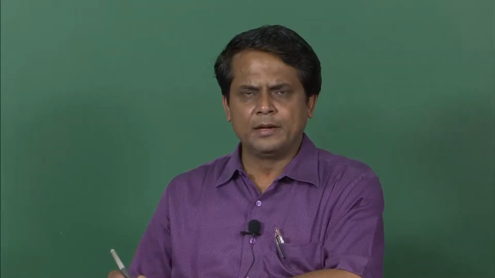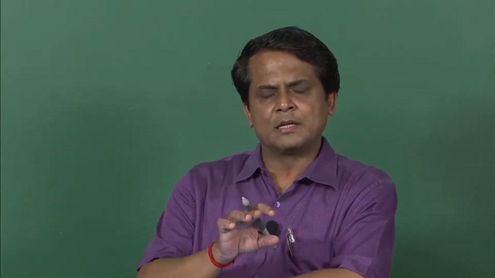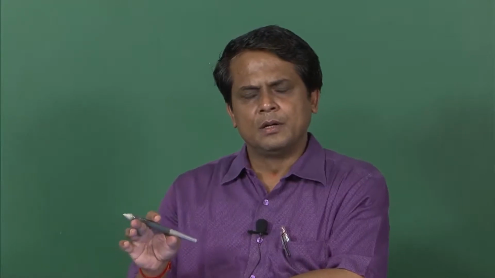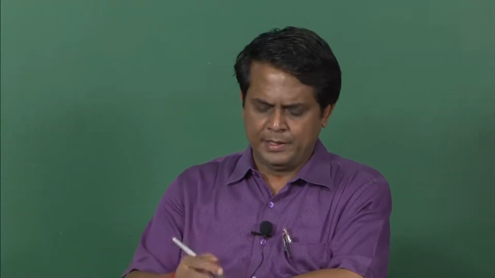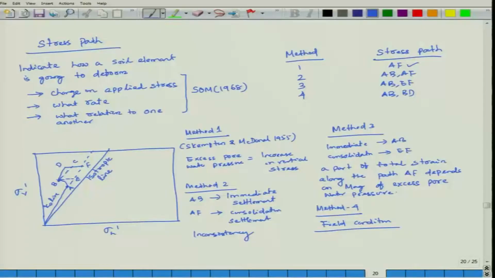There is no link between your immediate settlement and consolidation settlement. Means if you physically interpret in your stress path, AB is your immediate settlement, then F is your consolidation settlement. Method 3, immediate settlement is your AB, which is obvious, then consolidation settlement is your EF. Then what will happen between B and E?